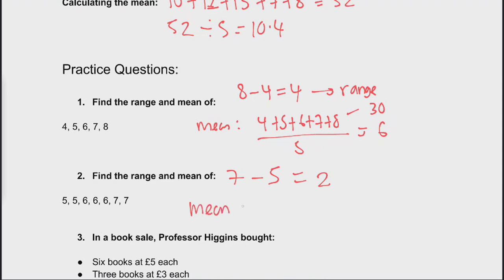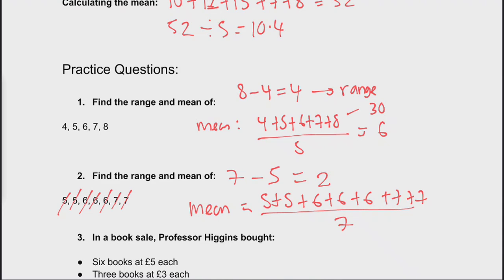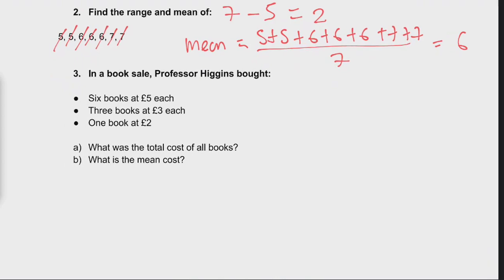And then to find our mean, again, we want to add everything up. So 5 plus 5 plus 6 plus 6 plus 6 plus 7 plus 7 divided by however many terms we've got. So we've got 1, 2, 3, 4, 5, 6, 7. It's divided by 7 terms. So if we put that into our calculator, we should get 6 again. So in this case, we've got the same mean as the previous question. However, our range is much smaller because the biggest and the smallest number are much closer together. Okay, so now let's look at a worded problem.